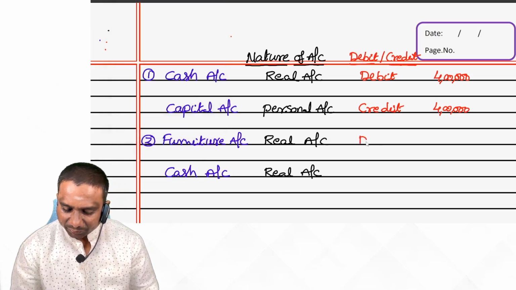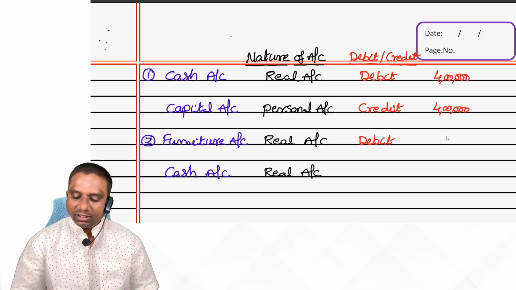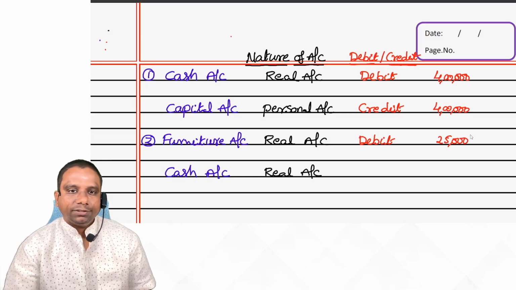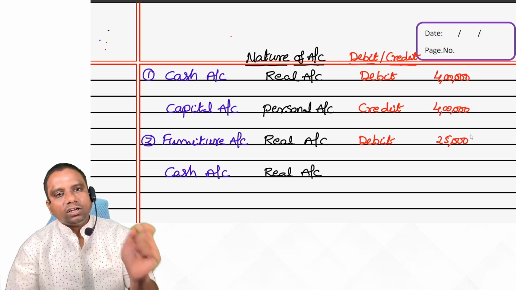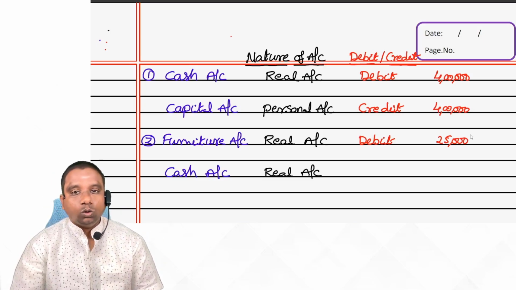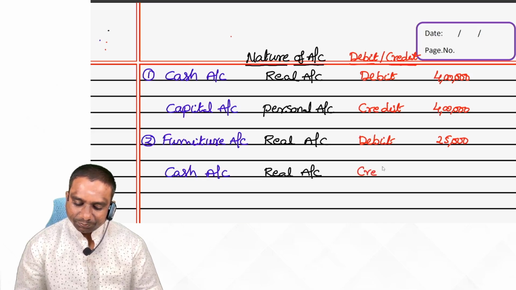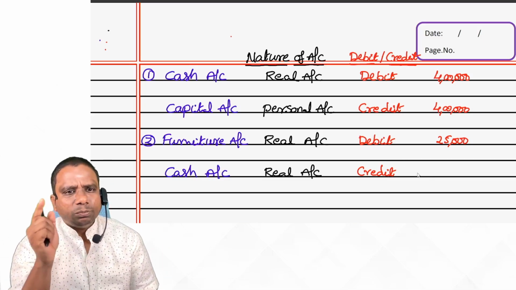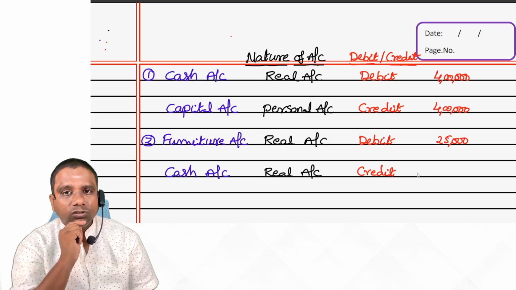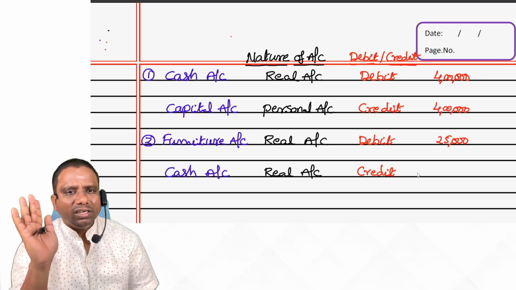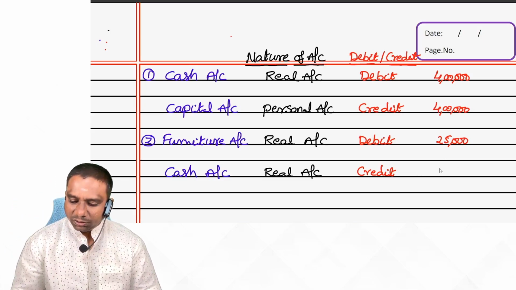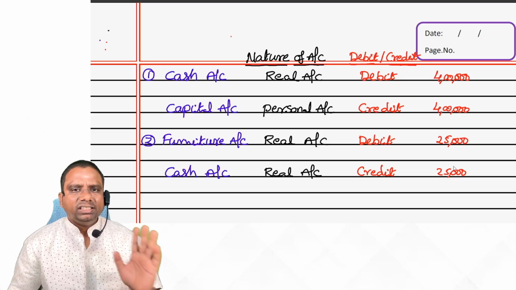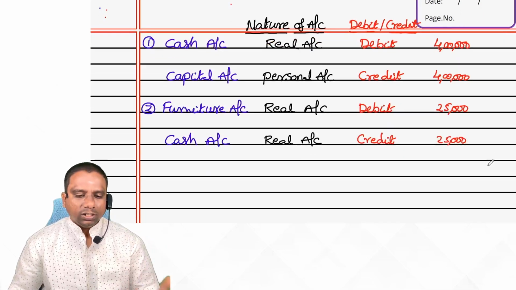Furniture account is debit because furniture comes in. How much? 25,000. Now what about cash? Sir, cash goes out. Cash goes out, so credit. Next time onwards, whenever we purchase furniture, you need not analyze, because furniture account debit, cash account credit. Same amount, 25,000. Is it clear, students? So this is what we analyze. Now look at the third one.